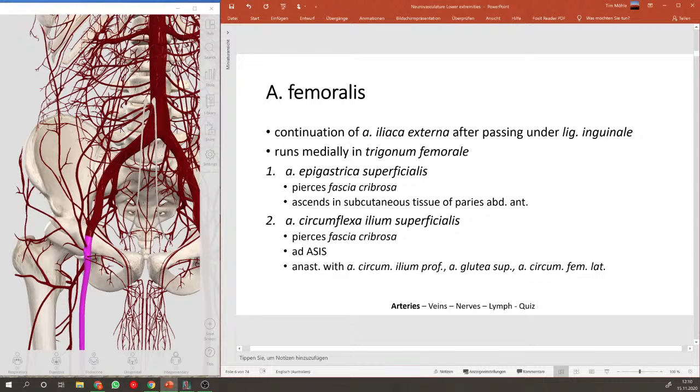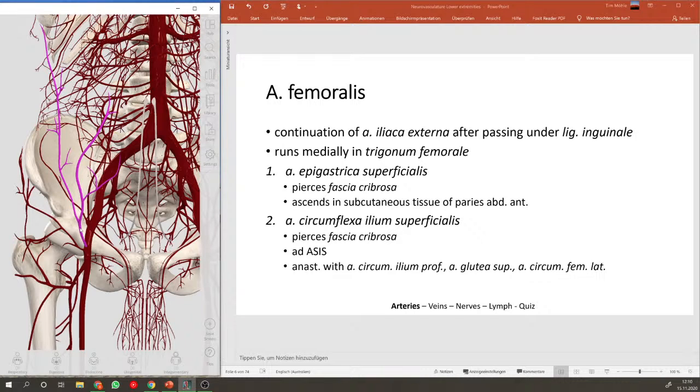And the first branch that it will give off is the superficial epigastric artery. So it is this one, arteria epigastrica superficialis, which will ascend in the subcutaneous tissue of the anterior abdominal wall and supply it. Now, another branch is arteria circumflexa ilium superficialis.